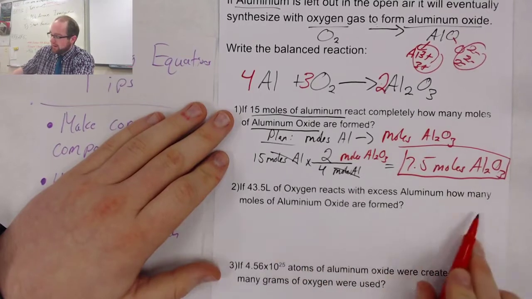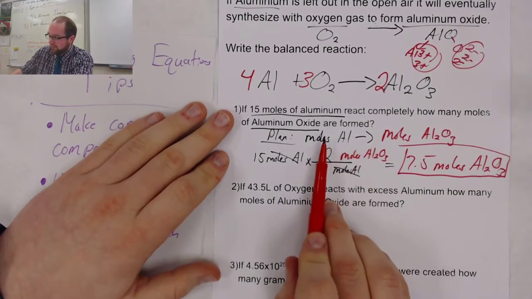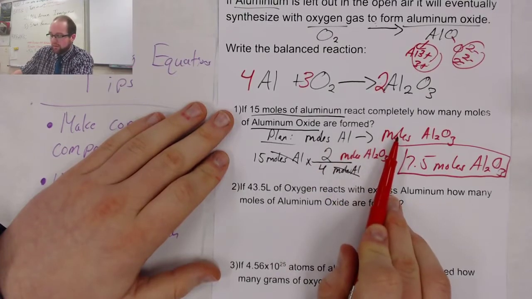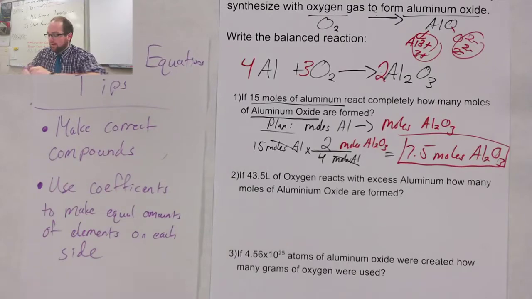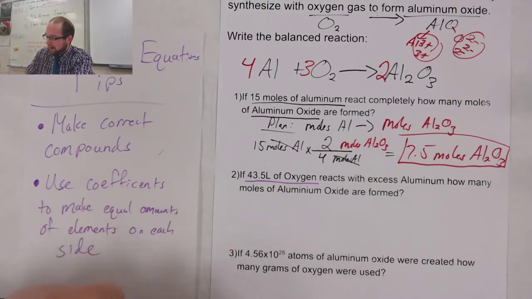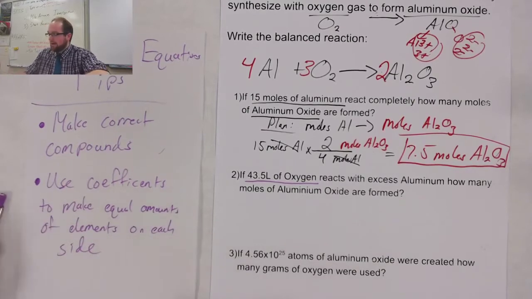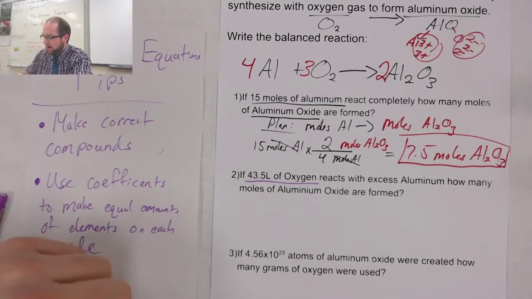Now, let's take a look at a trickier one here, because this is just a simple one-step, moles to moles. When I look at a problem like number 2, you can see that we're starting with, this time, liters of oxygen. And it's reacting with excess aluminum, and we're trying to figure out how many moles of aluminum oxide are formed.